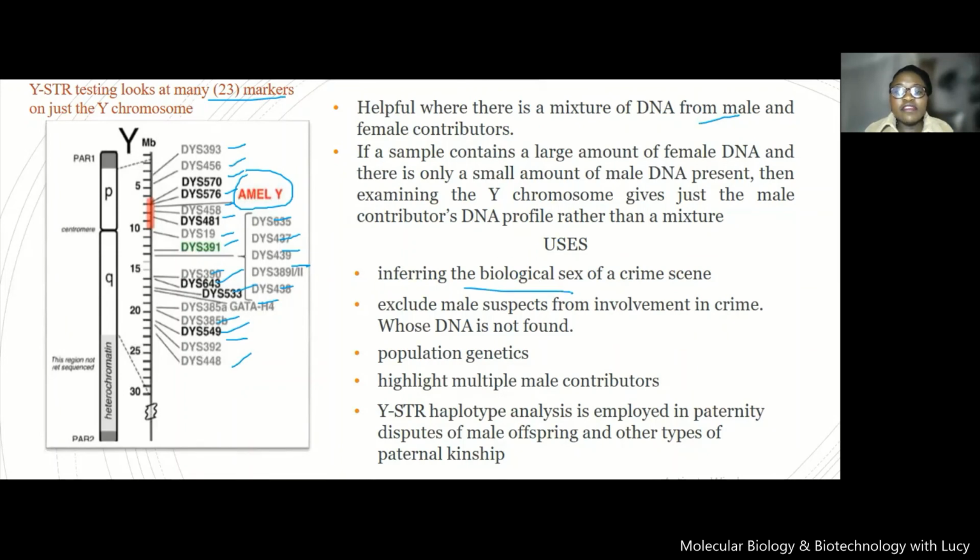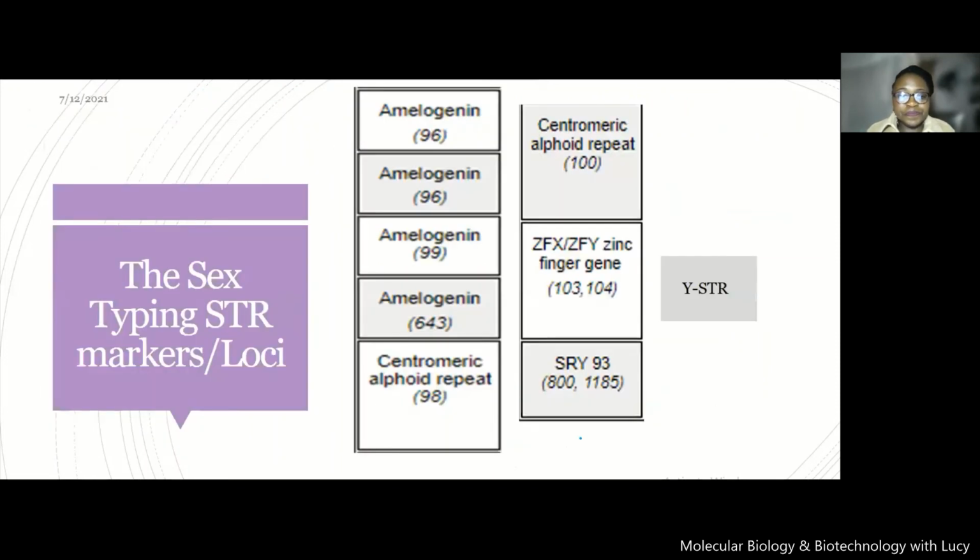So it can be used to determine the biological sex at a crime scene, yes, and also to exclude male suspects if their DNA is not found. Maybe you have female and male suspects. So if you don't find any YSTR marker positive, then it means there wasn't any male. In population genetics, to highlight multiple male contributors, and then it also assists in paternity or paternal kinship processes. These are other sex typing STR markers that you need to also know.